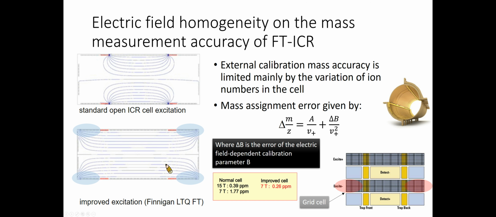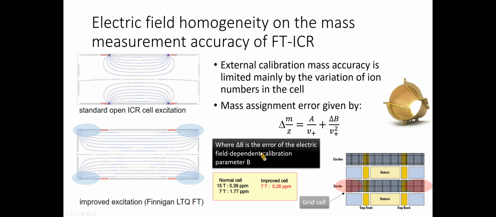In an improved version, the axial components inside the trapping regions are reduced by applying the excitation waveforms also to the outer electrodes, positioned adjacent to the trapping rings, and by using a grid with the excitation field applied inside the ICR cell. The mass assignment error can be described by this equation, where delta B is the error of the electric field dependent calibration parameter B.